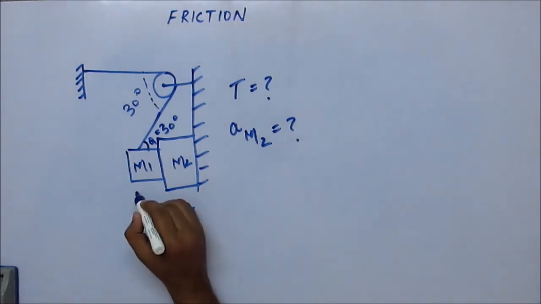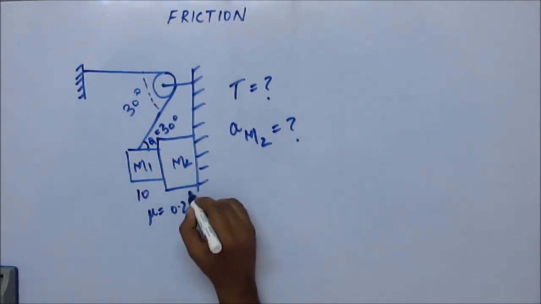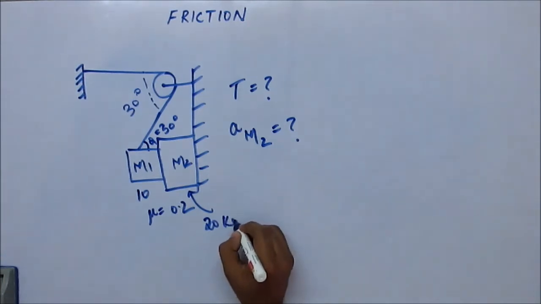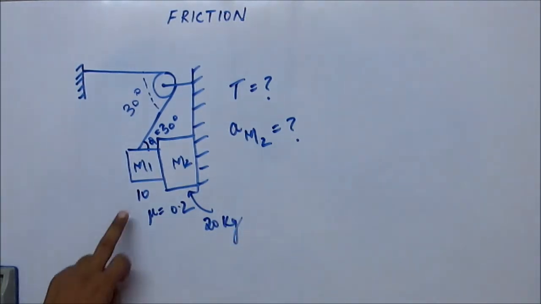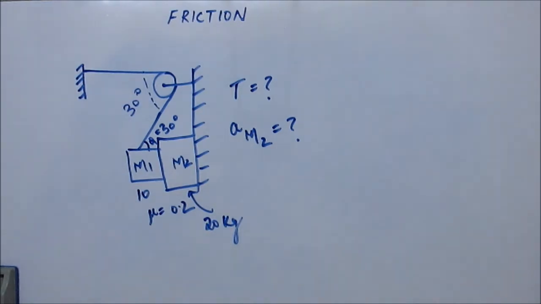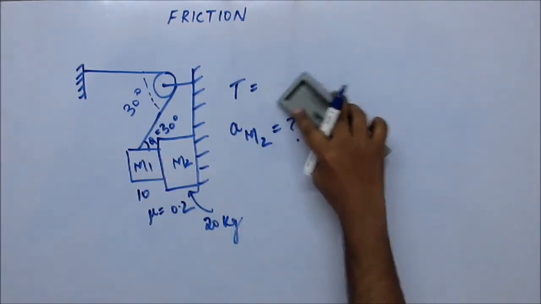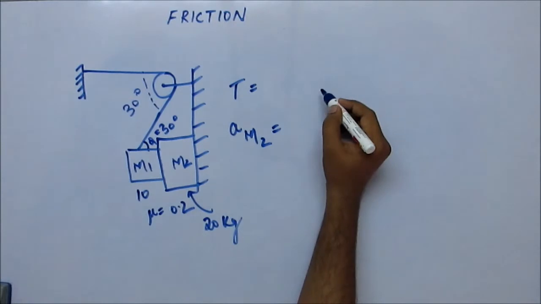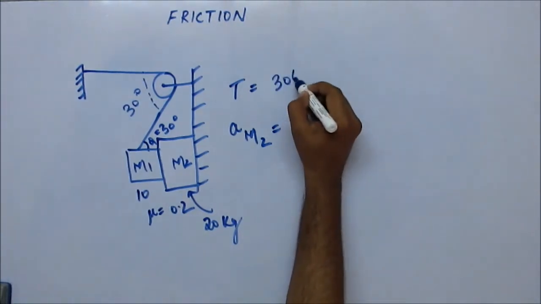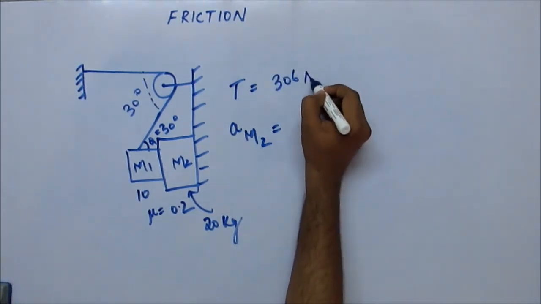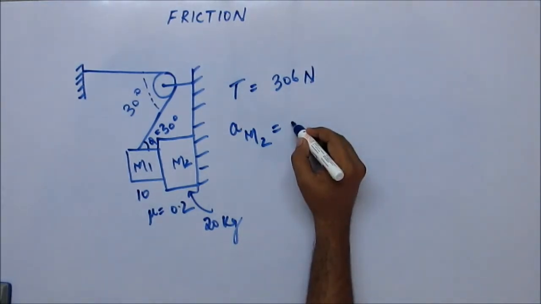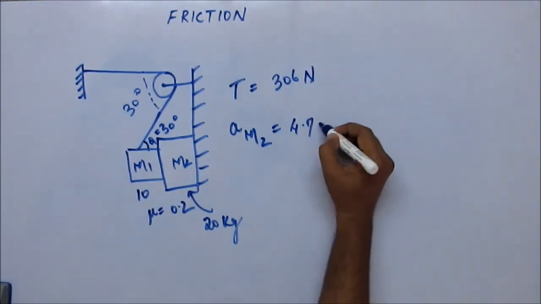If this is 10 kg and this is 20 kg, sorry, this is 10 kg, this is 20 kg, only then you can find acceleration, you can get numerical value of acceleration. Okay, so let me give you the answers and then we'll have a quick discussion. Tension would come out, I think, as 306 Newton, very close to this, and if you take tension as 306, you'll get acceleration as 4.7 meter per second square.